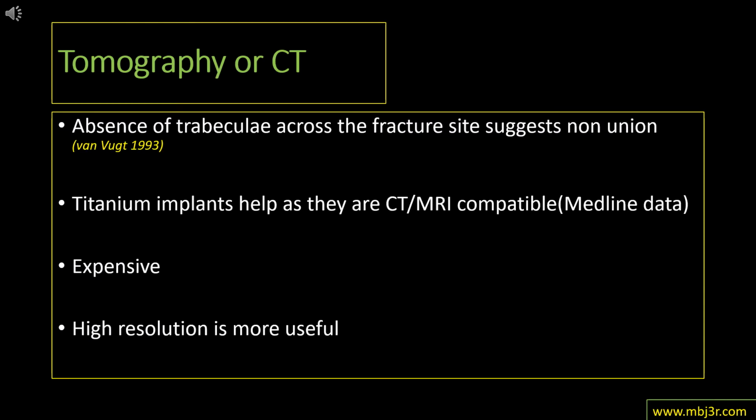CT scan: absence of a trabecula across the fracture site suggests non-union. Titanium implants help as they are CT or MRI compatible. But CT scan is expensive. Nowadays it is okay, affordable. High resolution CT scan is helpful.